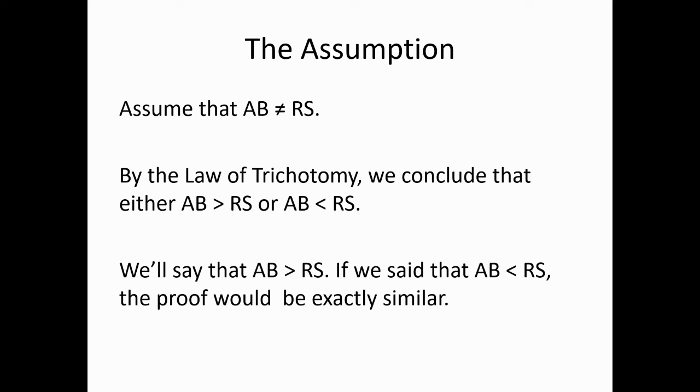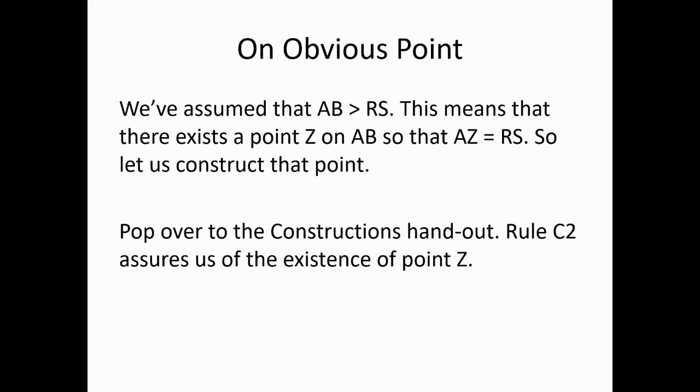That's just needless repetition. Okay, so we'll only consider the possibility that AB is greater than RS, and we'll note that if AB is less than RS, the proof will work out in exactly the same way. Okay, so we've assumed that AB is not equal to RS, and that in particular AB is greater than RS. Now, here's something that this will mean, and I'll show you a picture to illustrate in just a moment. This means that there will exist a point Z on AB such that AZ is equal to RS.